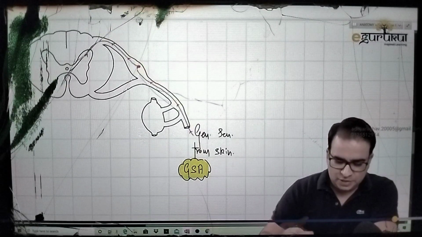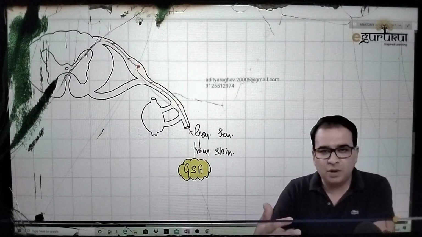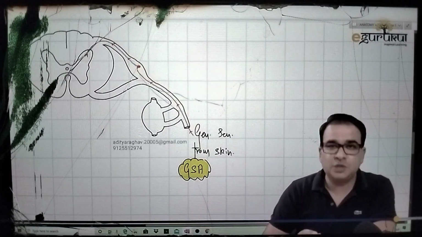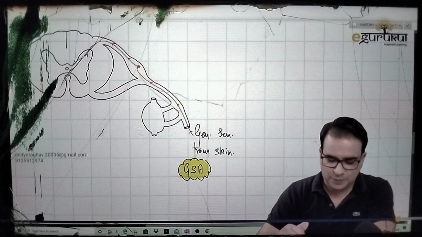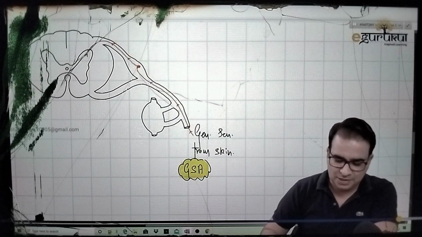The next case we talk about is GSA, general somatic afferent, any general sensation from the body wall, from the skin, from the muscle. That will have no connection with the white or the gray ramus communicans. As you can see, the fibers go directly to the dorsal root, and they relay into the dorsal horn of the spinal cord. So GSA has nothing to do with the sympathetic chain.